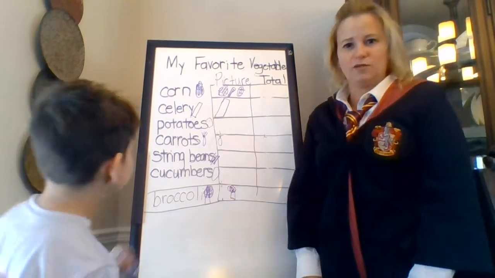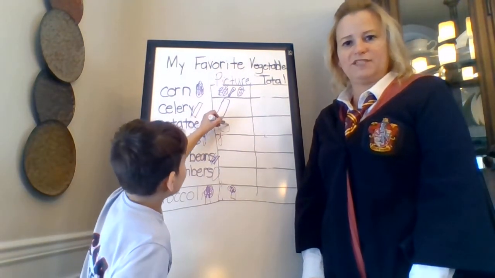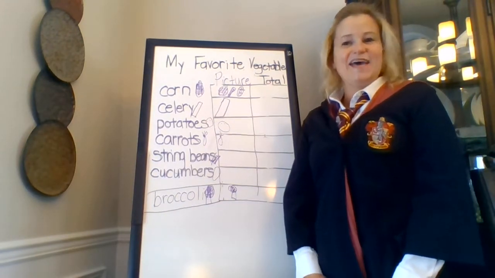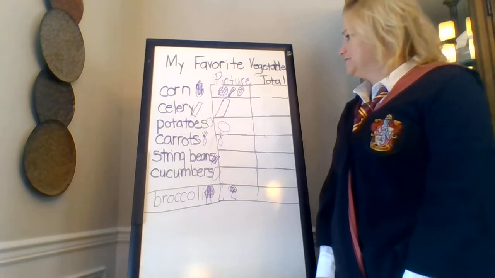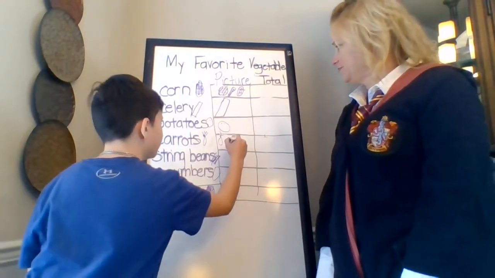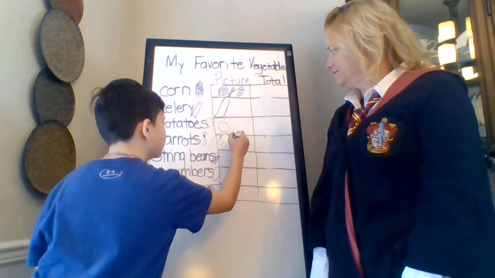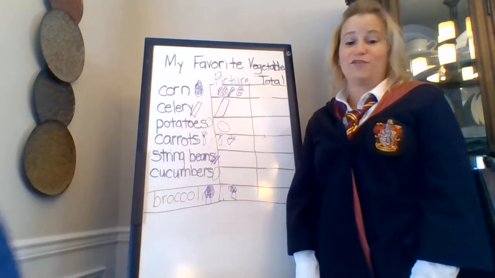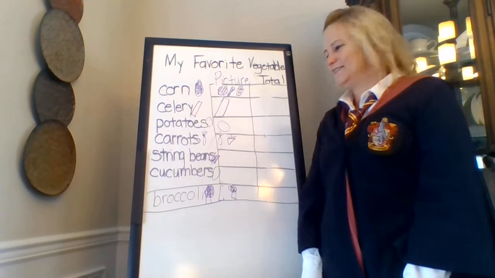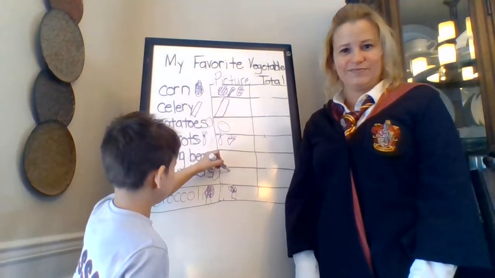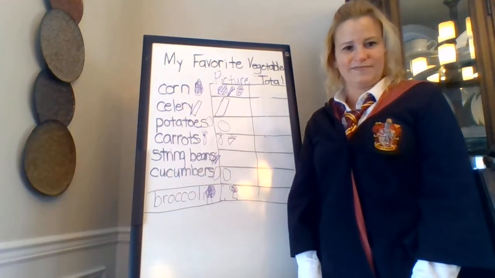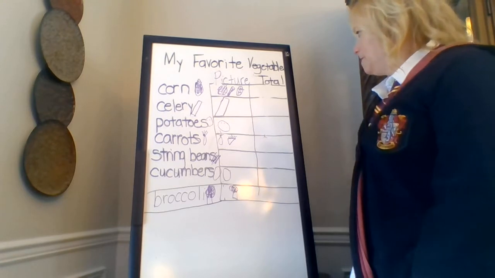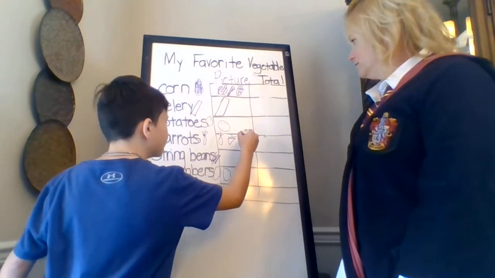So we come to potatoes on the chart, and we draw a picture of a potato. And we give our potatoes eyes, because potatoes can have eyes. Then we have the vote for carrots. After that, I have a vote for cucumbers. And my last vote is another vote for carrots. Carrots, three again.